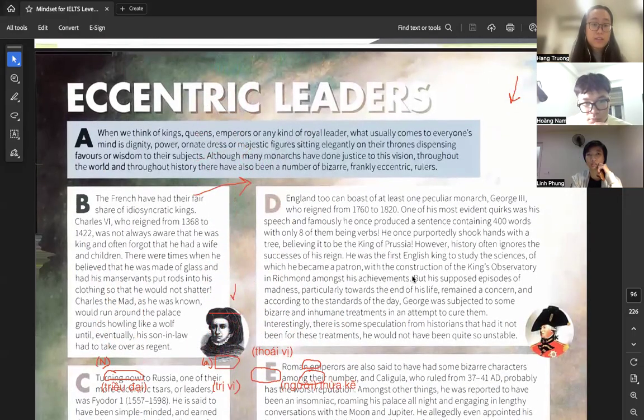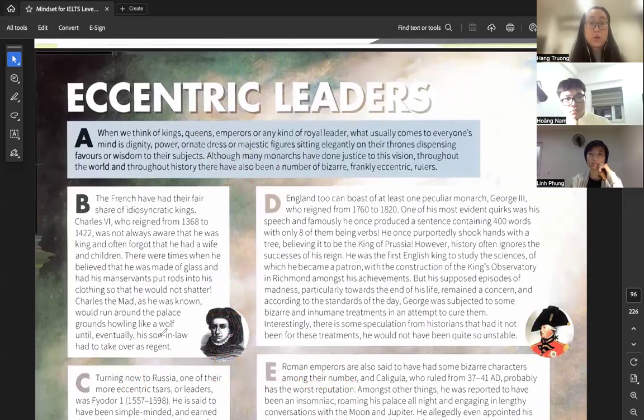Okay, so you can look at the text that we will work with today. It is called eccentric leaders. Hoa, what does it mean, eccentric? Do you know?